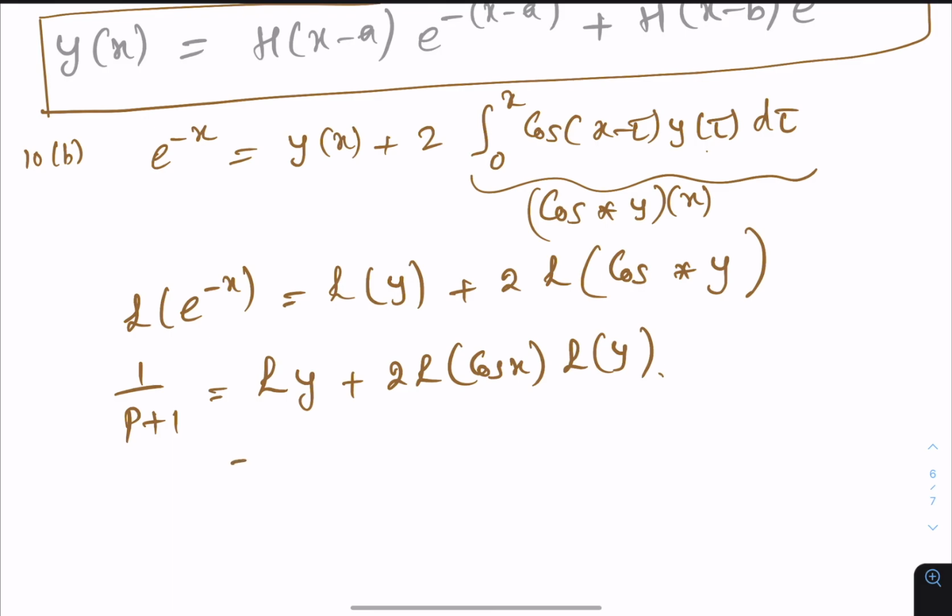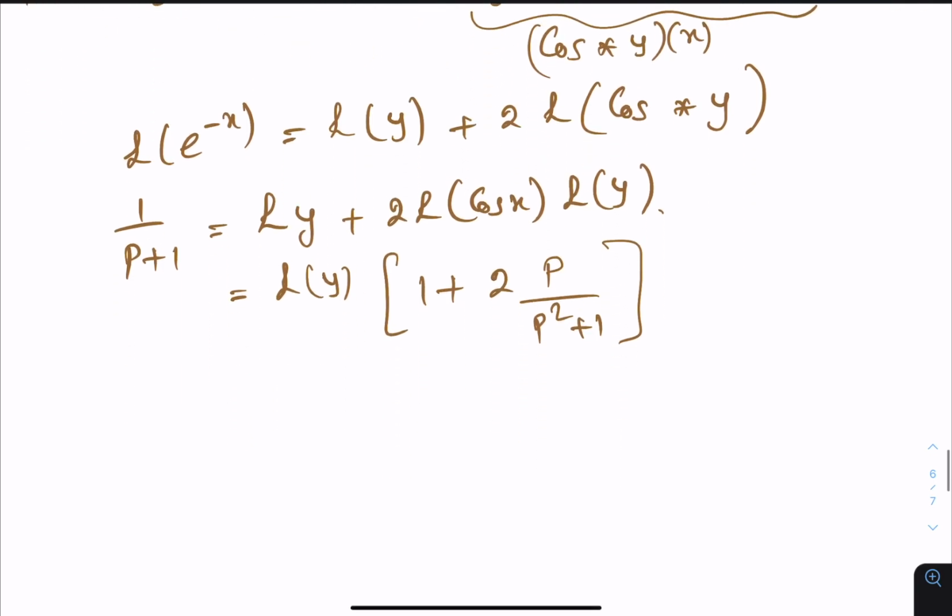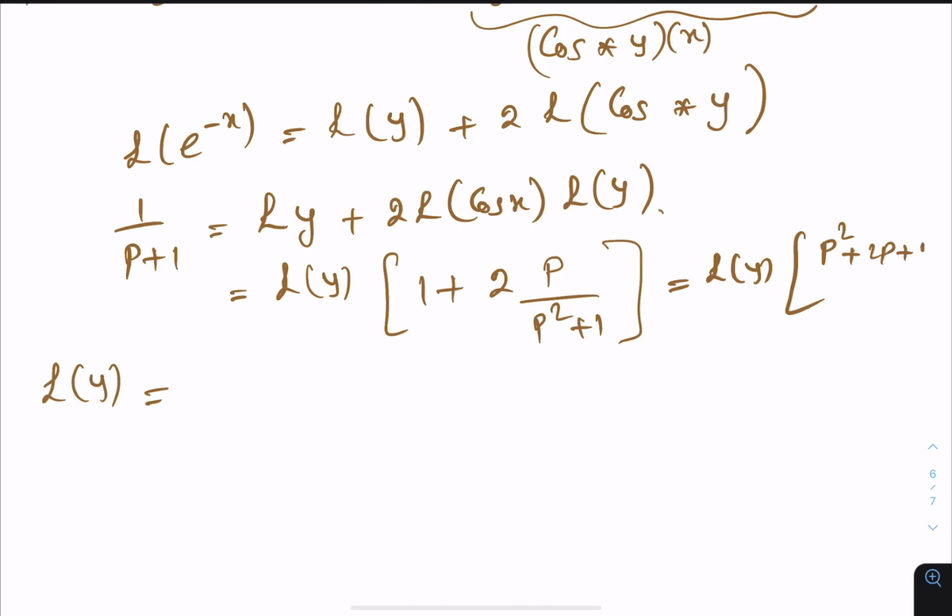Right? But you know, this is Laplace transform of y times 1 plus 2 times Laplace transform of cos x. What is Laplace transform of cos x? It is p by p square plus 1. Okay, this is what you have. So that gives you the Laplace transform of y. Just to simplify here, Laplace transform of y is p square plus 2p plus 1 by p square plus 1. This is what we have.